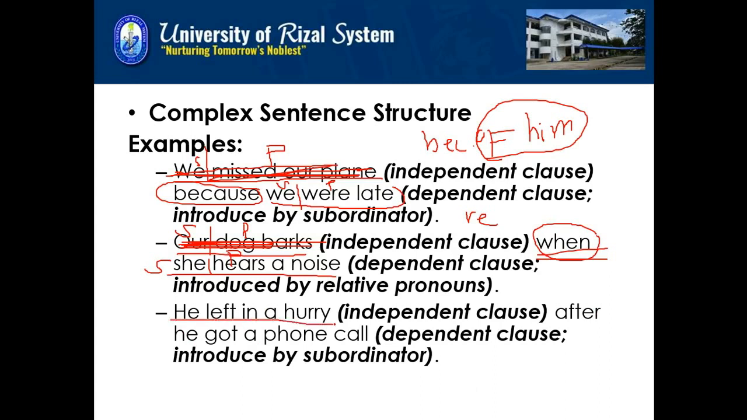Now, next, "He left in a hurry." "He" is the subject. "Left in a hurry" is our predicate. "After he got a phone call," so our subordinator here is "after." So "he got a phone call," again, we have a subject-predicate structure. Okay? If you say "He left in a hurry after him," it is no longer a dependent clause. It's no longer a clause, because after the subordinator "after," we do not have an S plus P structure. Hence, it is not considered a clause. Therefore, it is more of a simple sentence. Okay?